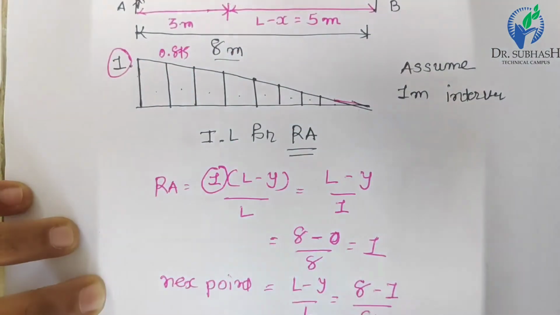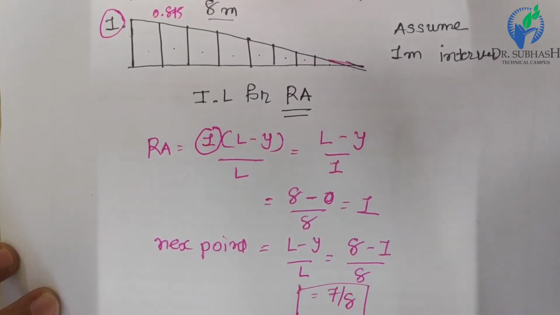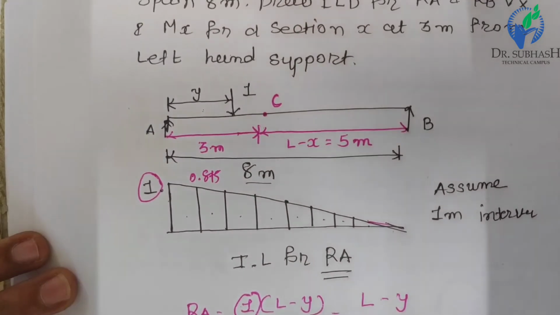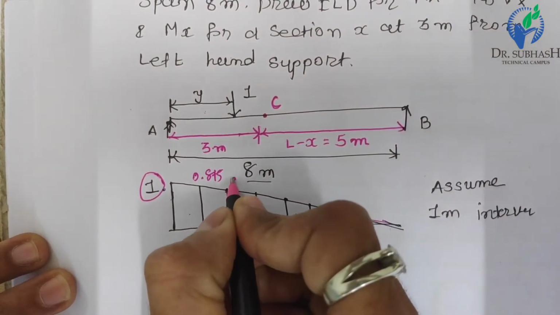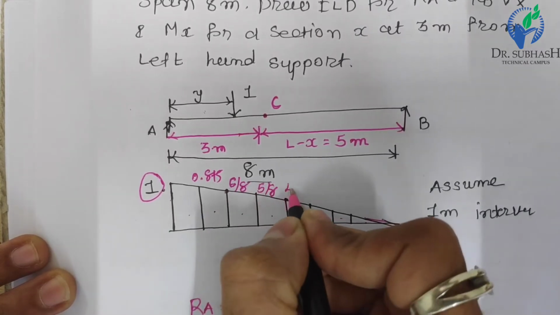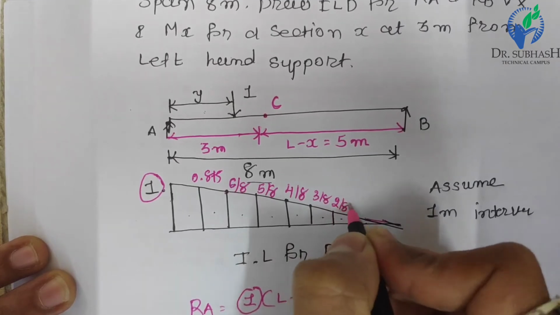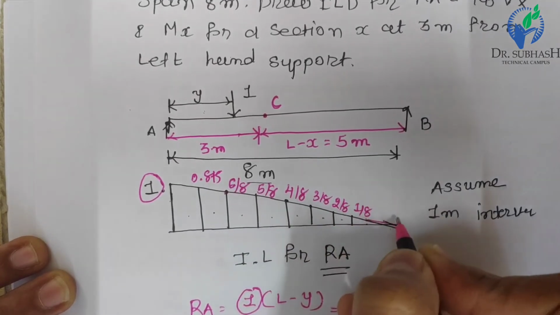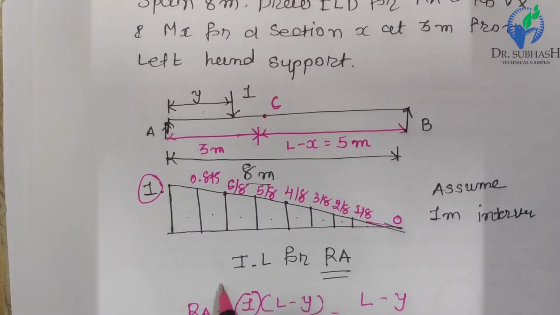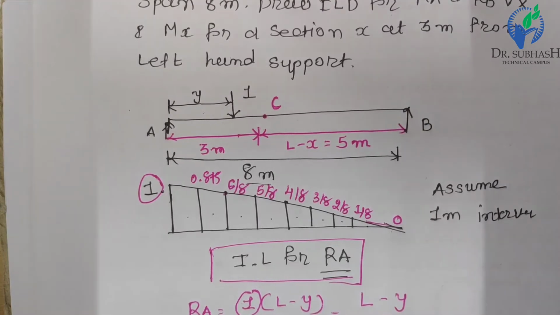Also you have to write 7 by 8 as our next coordinate. Likewise, our next points are 6 by 8, 5 by 8, 4 by 8, 3 by 8, 2 by 8, 1 by 8 and 0 by 8, which is 0. This is the simple method to draw the influence line diagram for RA.